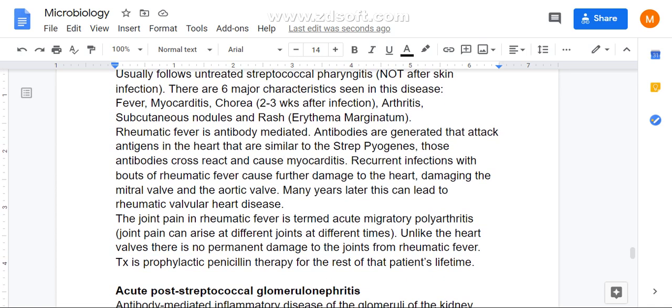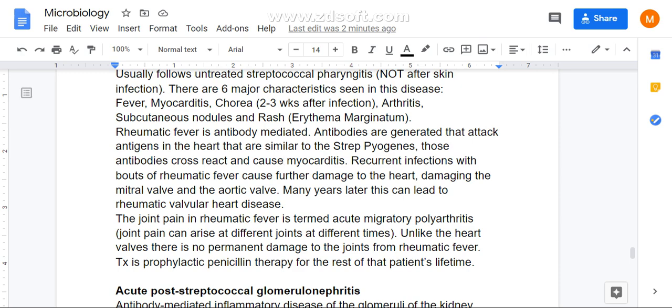Okay, so the joint pain in rheumatic fever is termed acute migratory polyarthritis, which basically means that you could feel the joint pain in your knee at one point, then in your elbow, in your hand, in your toe. It moves all over the place. The joint pain, not the bacterial exotoxin, just the pain specifically. So unlike the heart valves, there is no permanent damage to the joints from rheumatic fever.